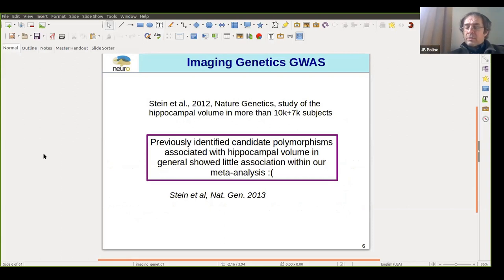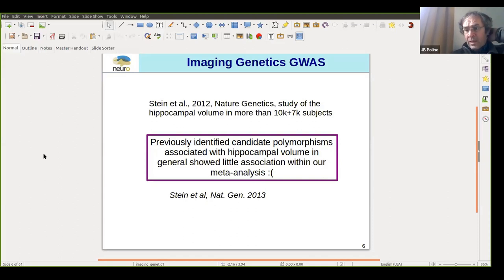In an old paper, the same sort of thing was happening in other fields, like in the imaging genetic field, for instance. There's a very large cohort taken by Jason Stein and others to look at the association of the hippocampal volume with some of the SNPs, the single nucleotide polymorphisms. They looked at 10,000 participants for one study, and then had a replication cohort of 7,000 participants as well.